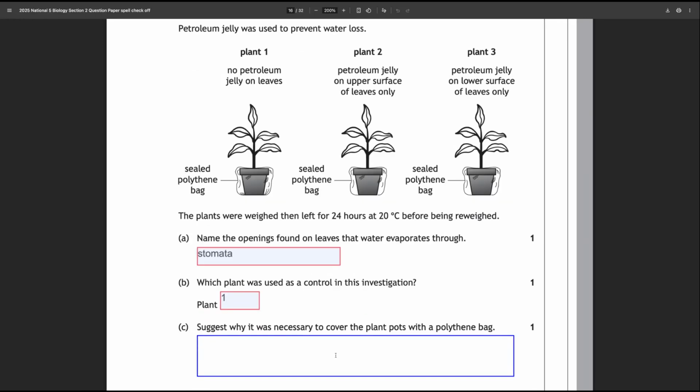Suggest why it was necessary to cover the plant pots with a polythene bag. This has come up in a past paper before. It is to prevent the evaporation of water via the soil.